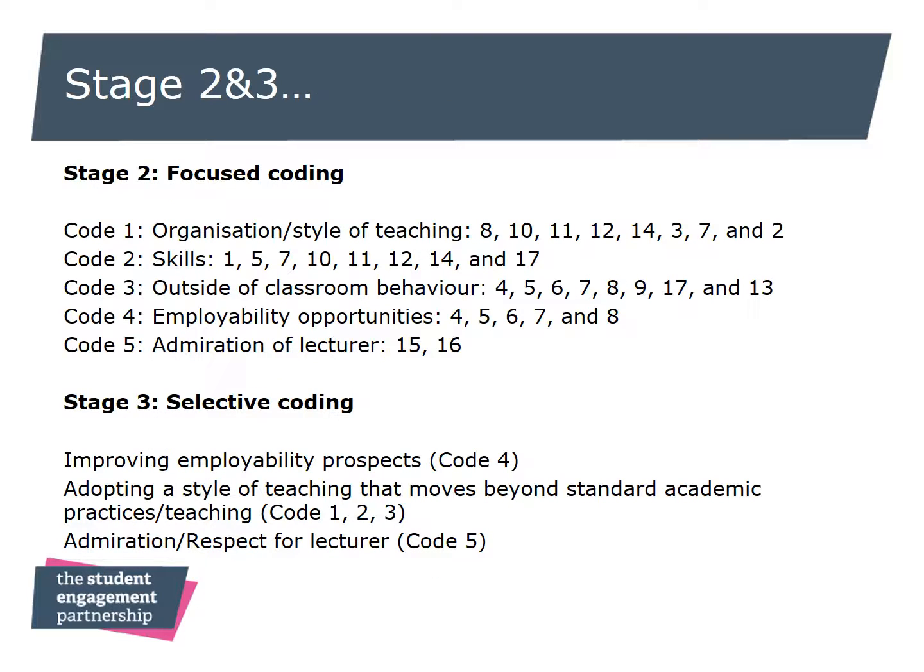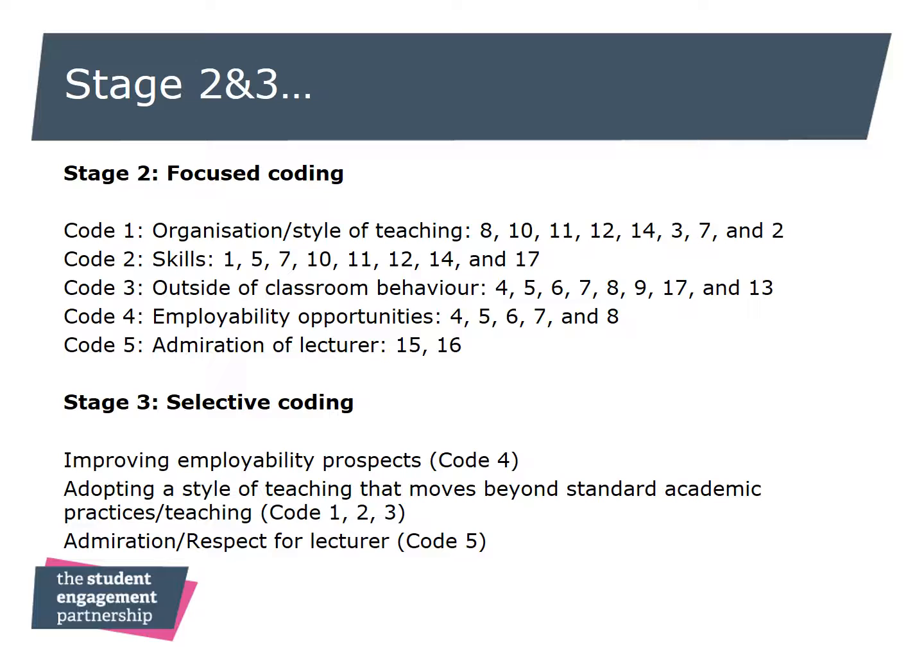So at stage 2, we start to group the concepts together. Resist the urge to do this at stage 1 and put everything under feedback, for example. Try and keep true to students' own words. So you can see at stage 2, we're down to 5 broader concepts: organisational style of teaching, skills, behaviour outside the classroom, employability and admiration of lecturer.